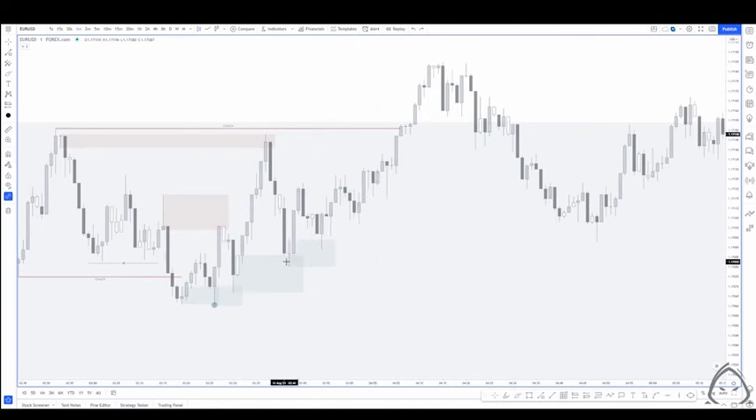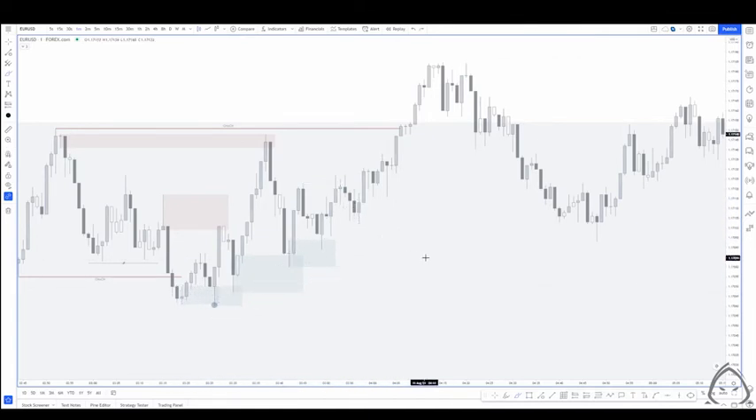But again, this is why we stack our probabilities in our favor, because what we can see is, in this instance, yes, we did mitigate something. Yes, we kind of broke structure. Does that sound like we should be taking a trade? No. But what it is framing our minds up from a logical perspective is we're starting to see order flow taking over. We're starting to see respecting of demand zones and price continuing.